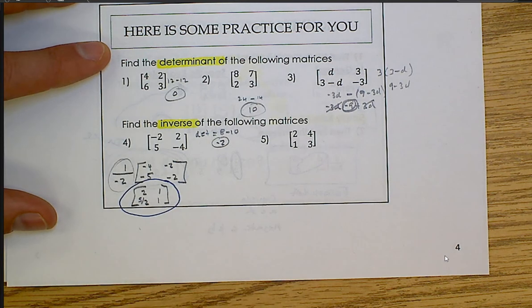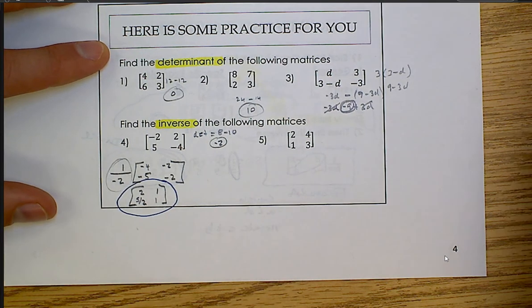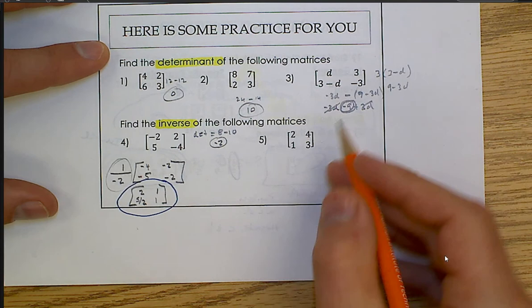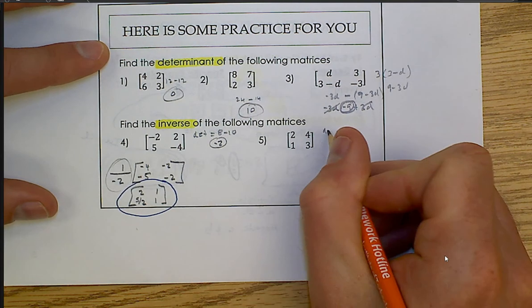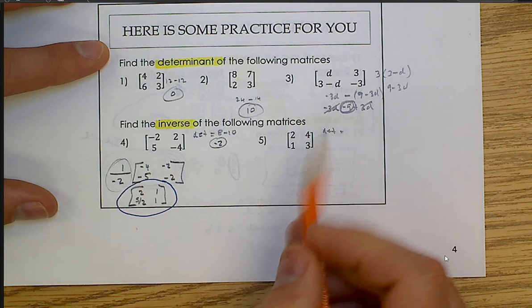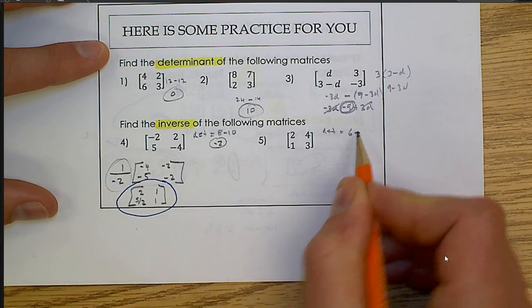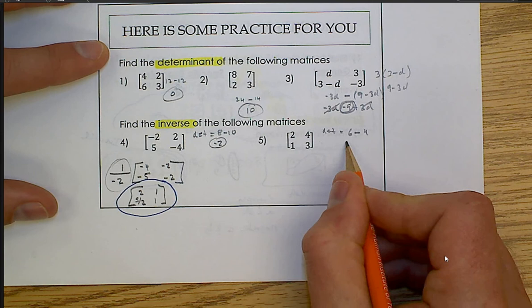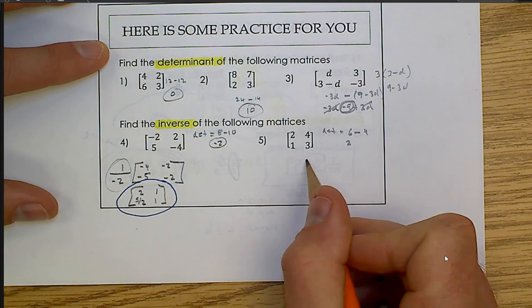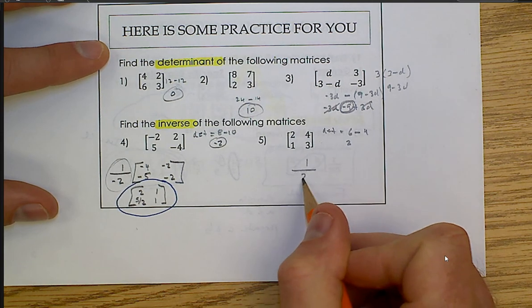Okay. On number 5, again, what's the first thing when finding the inverse? We got to find the determinant. So the determinant is going to be 2 times 3, which is 6. Subtract 4 times 1, which is 4. So my determinant is positive 2. So to find the inverse, it's 1 over the determinant, which is 2. I just found that to be 2.